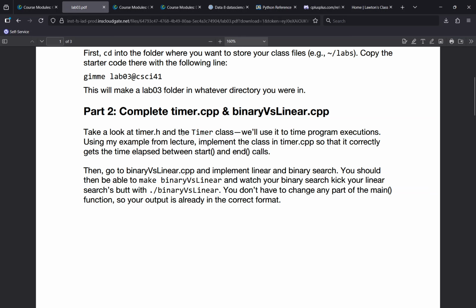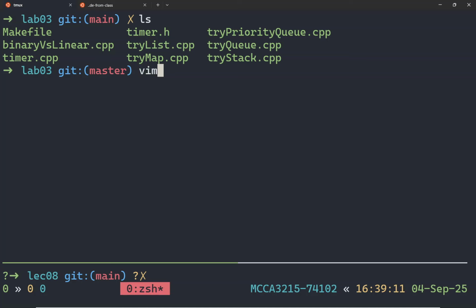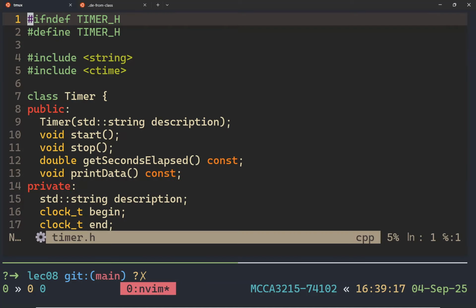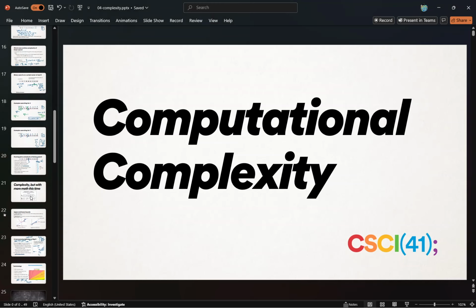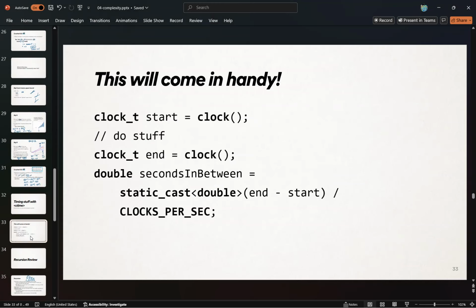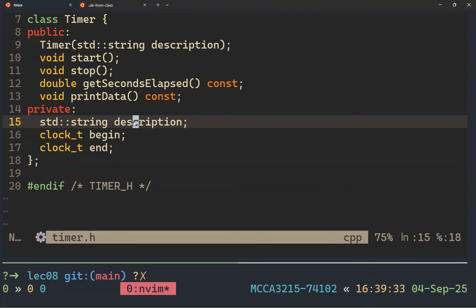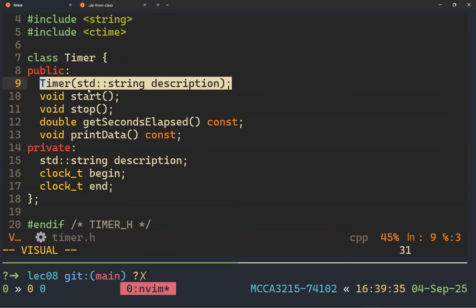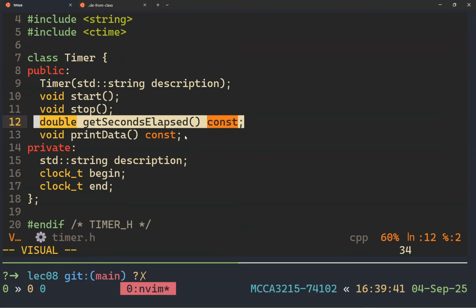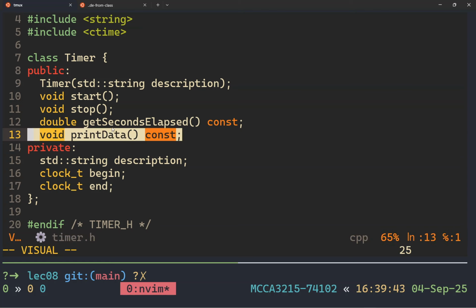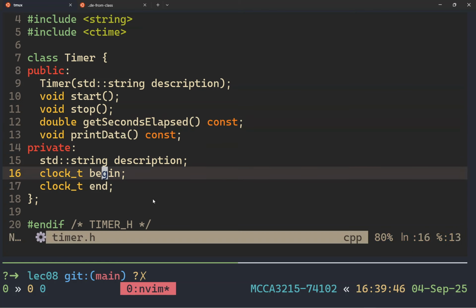So I guess let's do the timer class first. I've made you a timer class, timer.h, that kind of goes over building a little stopwatch for yourself, in the style that I did today. You're pretty much going to use this code, and you're going to make a class that wraps around the idea of timing something. A timer takes a description of what you're timing, has a start button, stop button, and gets back how many seconds were between start and stop, and prints out the data of our time in a pretty way, stuff like that. And so you've got to save these things.